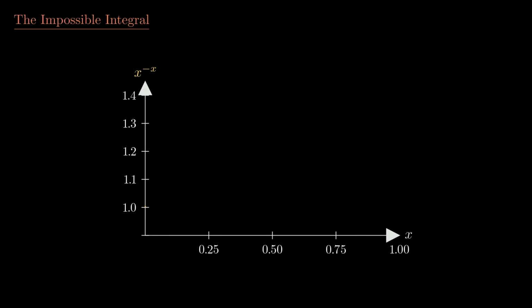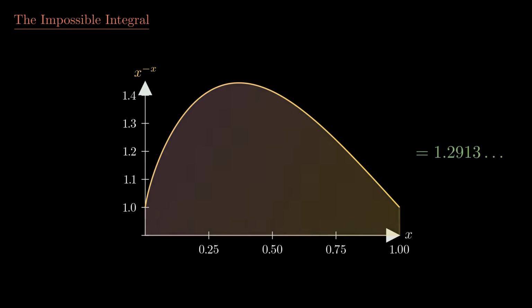Now look at the graph. The curve begins near 1, rises to a small peak, then returns to 1 at x equals 1. And the shaded area under that curve is about 1.2913.